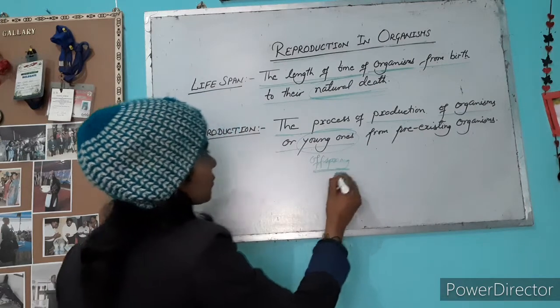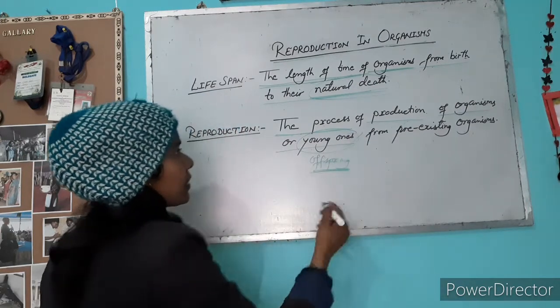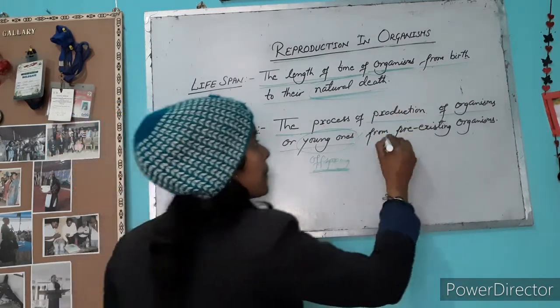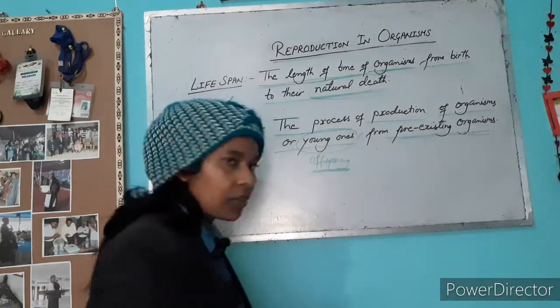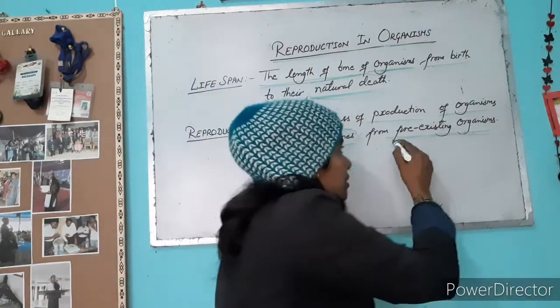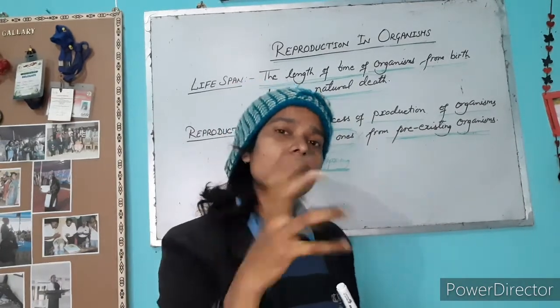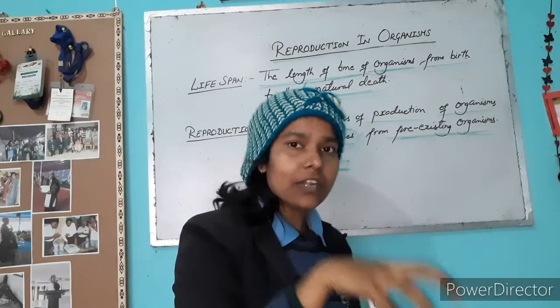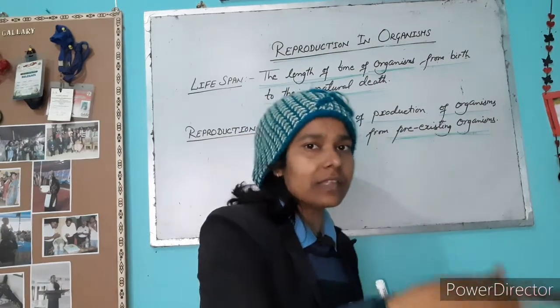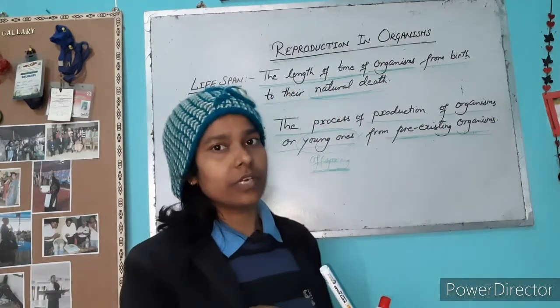Okay, you can say offspring also, young ones or offspring. The organisms from pre-existing organisms. Already I taught you about pre-existing. What is the meaning of pre-existing? Pre-existing means the organism is already on the earth, and that organism, before their death, will reproduce or produce the organism.